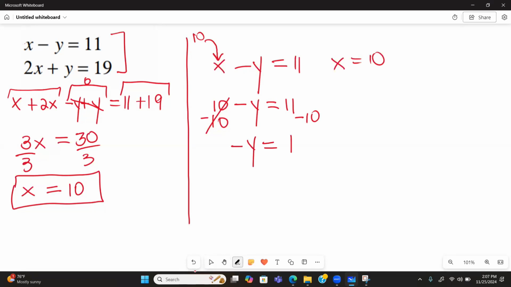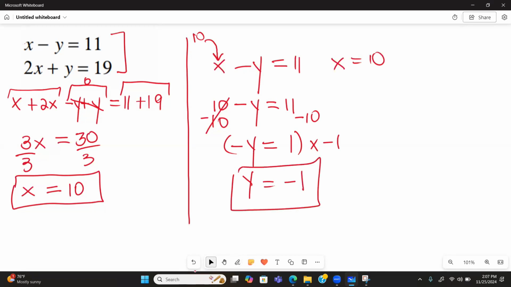So basically, I could just multiply the entire equation by negative 1 so that the y becomes positive y and the 1 on the other side becomes negative 1. So here is my y value. So the conclusion is that x is equal to 10 and y is equal to negative 1.